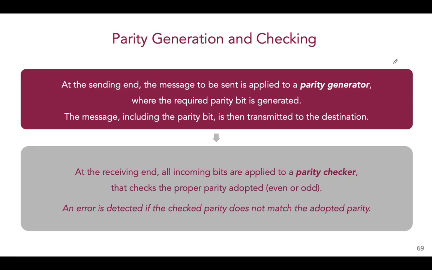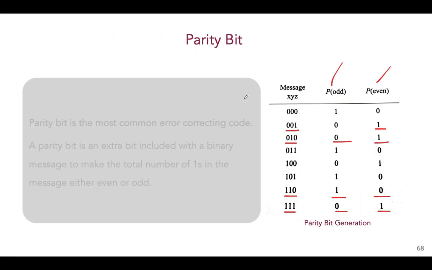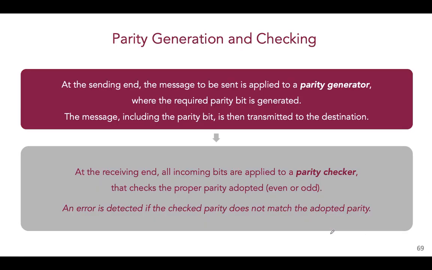So how parity generation and checking works is like this. At the sending end, the message to be sent is applied to a parity generator, where the required parity bit is generated. This is basically parity generation, right? The message plus the parity bit is then transmitted to the destination.